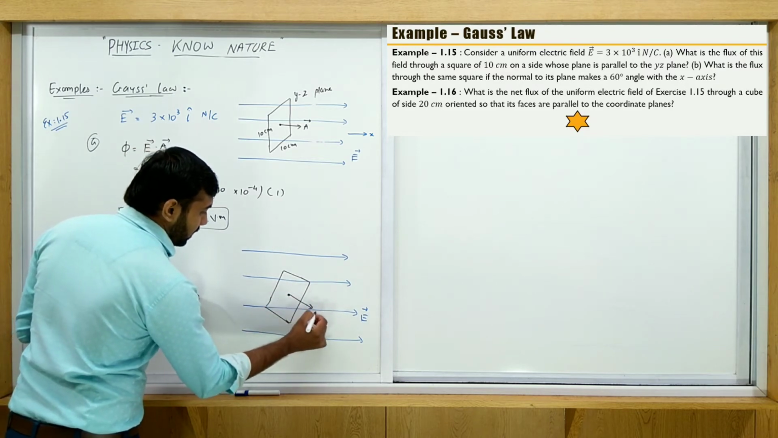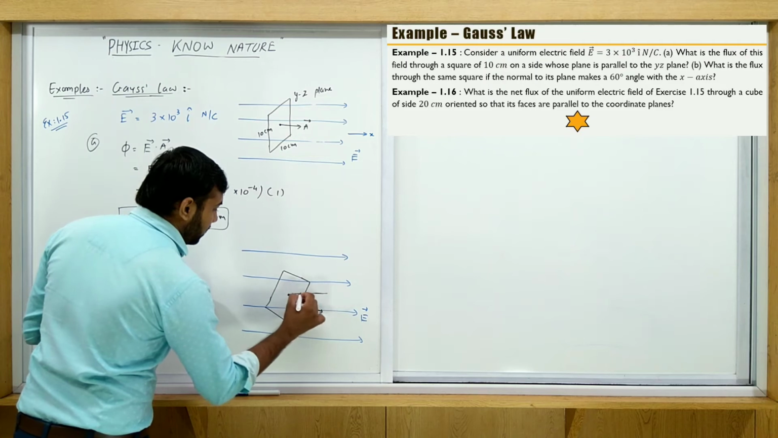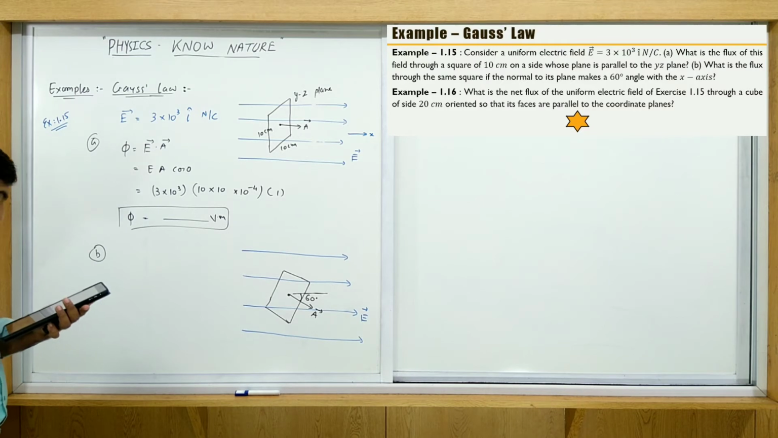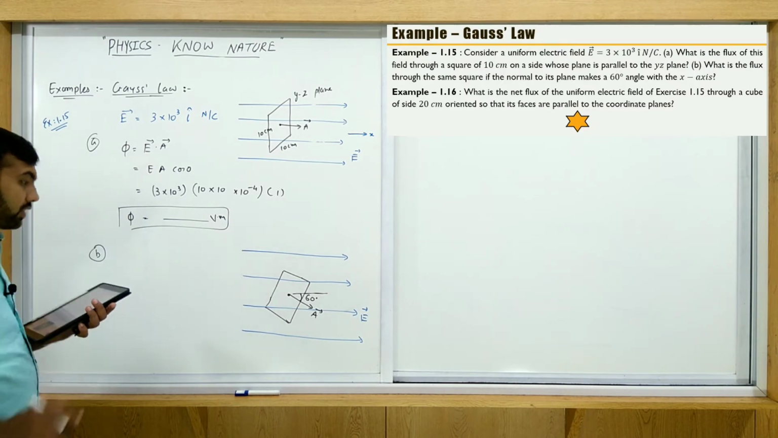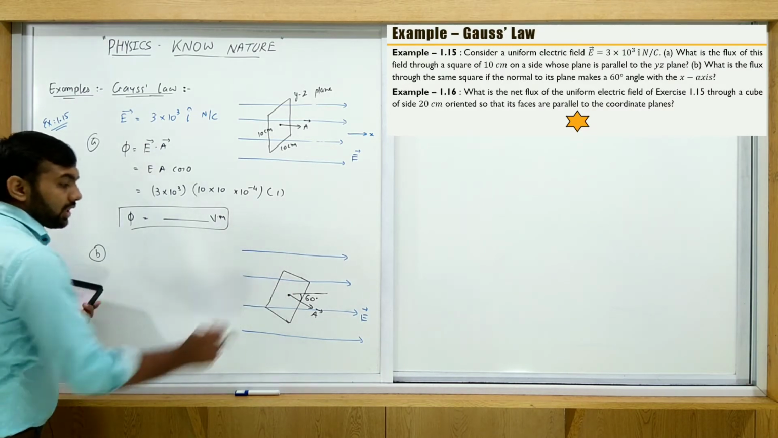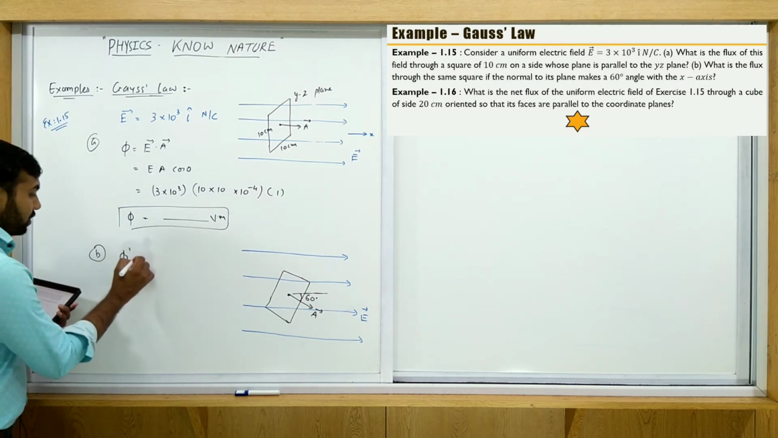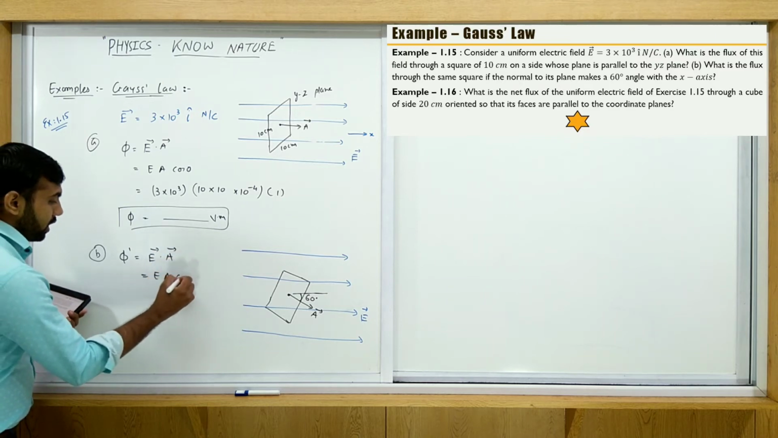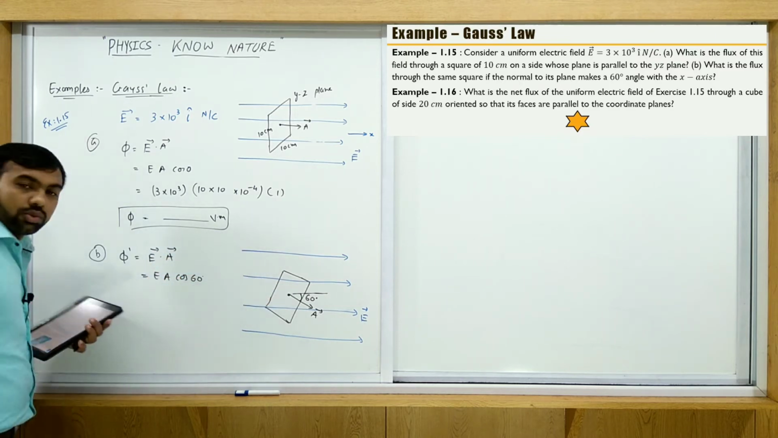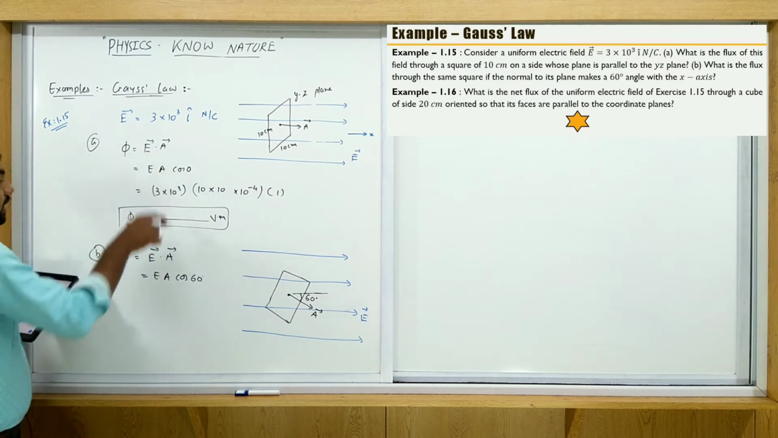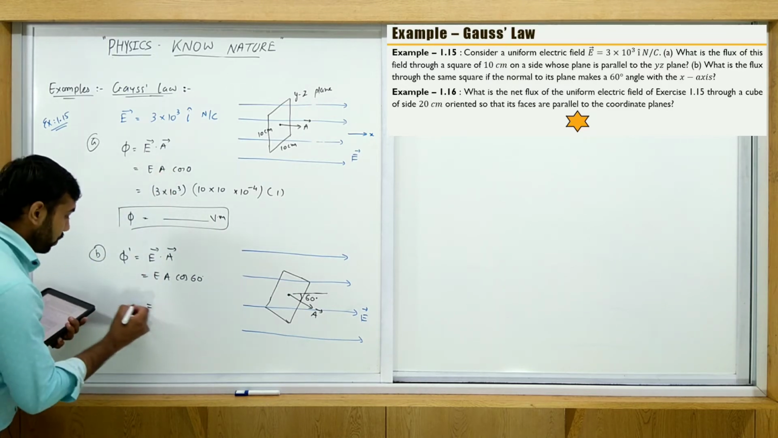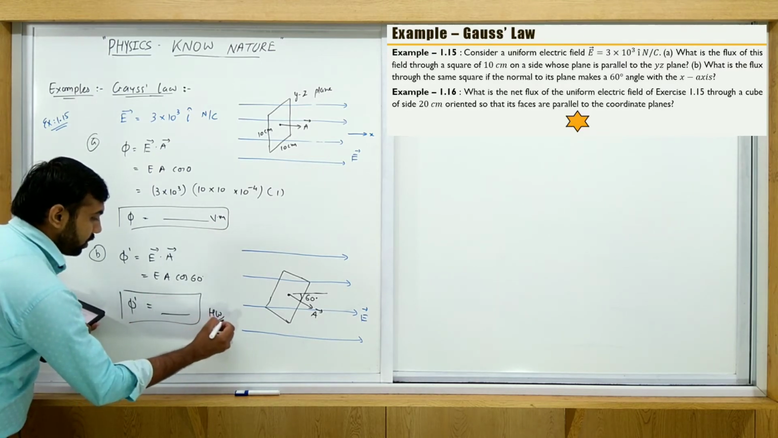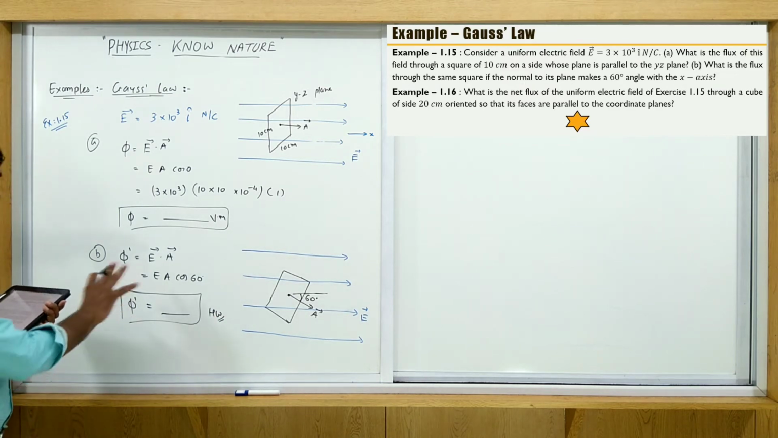Here this area vector is like this, so this angle is what? 60 degree. This is the given case. Then what is the flux linked with this one? A simple one: here theta is equal to 60, so phi dash is equal to E dot A is equal to EA cos 60. Put all the values here, cos 60 is equal to 1 by 2, so you get your answer. Again, this one is homework. By this way you just try to solve this problem.